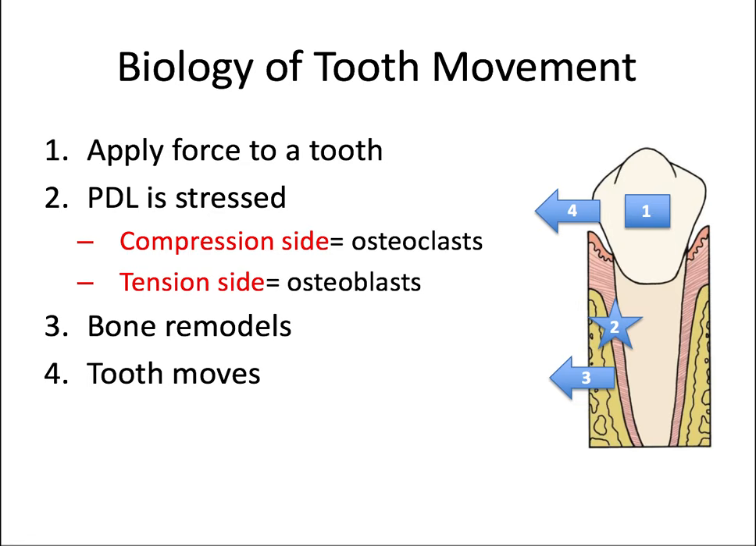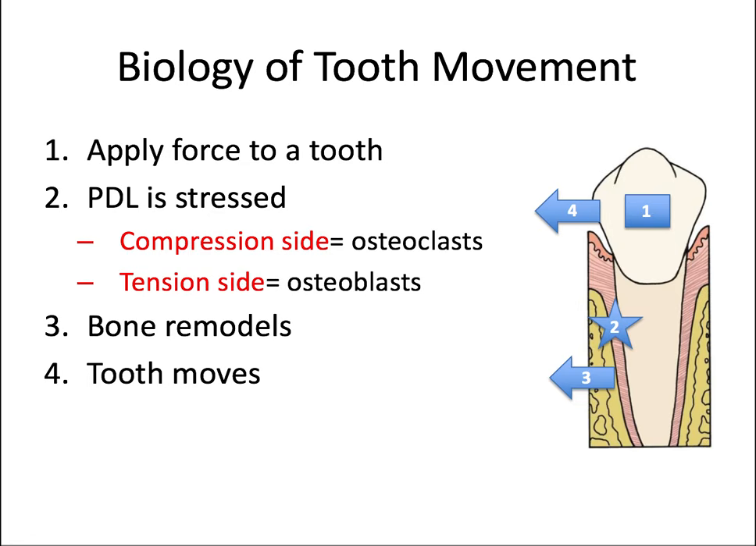Orthodontic tooth movement refers to traversal of a tooth within and through alveolar bone. This biological process is all about the periodontal ligament and the bone. Step number one is you apply force to a tooth, typically via a bracket and wires. Step two, the PDL is stressed as a result of that force.